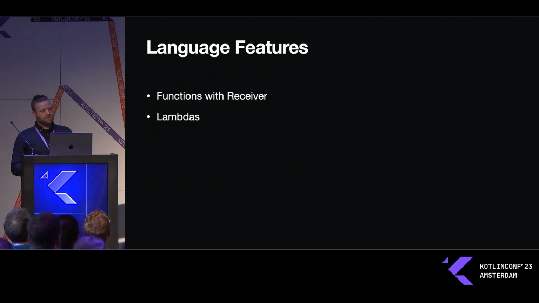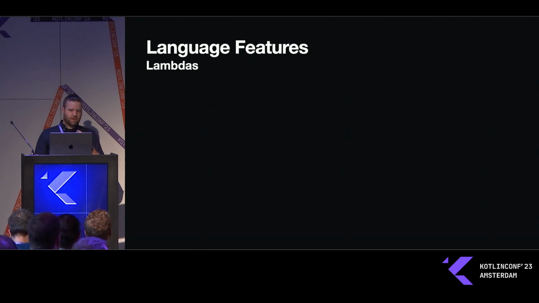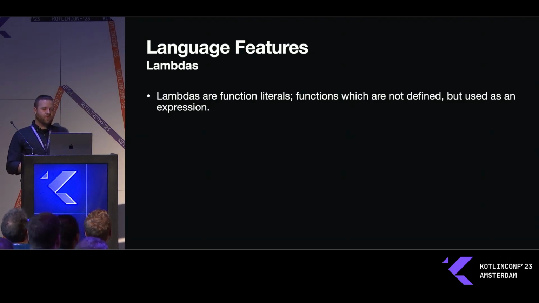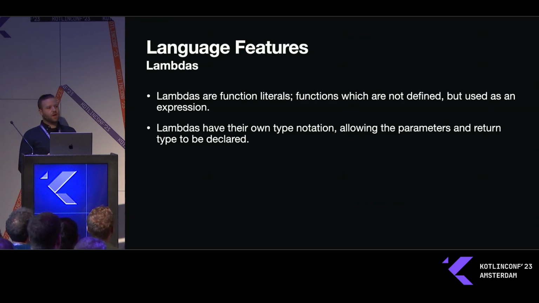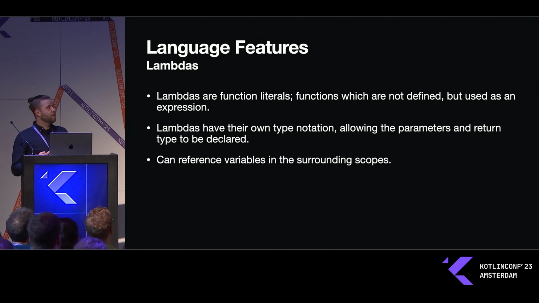Taking a left turn, we're going to talk about lambdas. Lambdas are a bit complex to talk about. They're often called function literals. They're functions that are not necessarily defined somewhere in a class file or in another file, but they're used as an expression themselves. They have their own type annotation within Kotlin that you'll see, and they can just be referenced as a variable, and they can also then reference other variables in the scope around them that they're defined within.